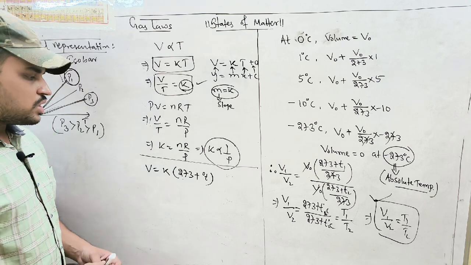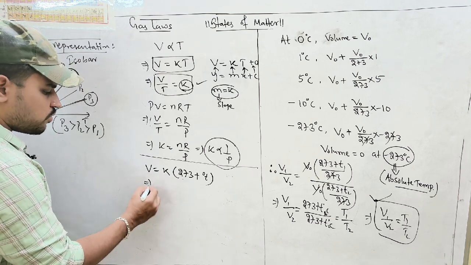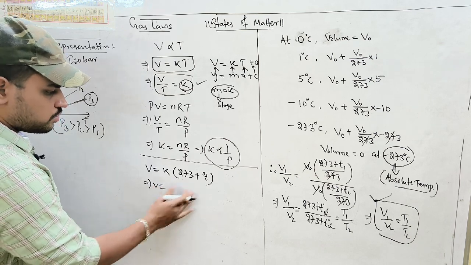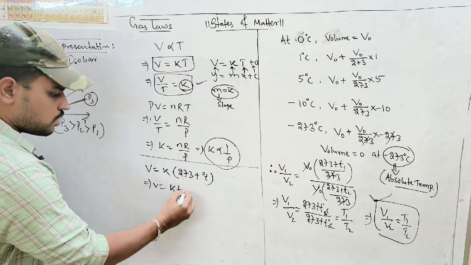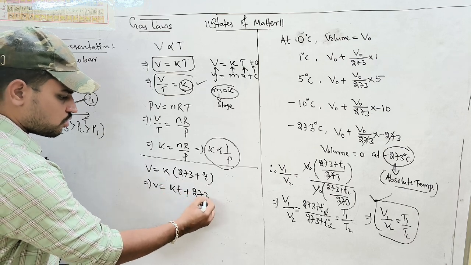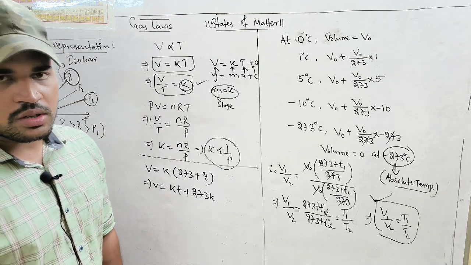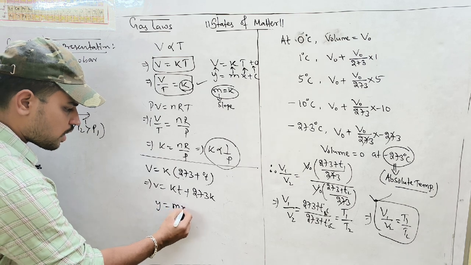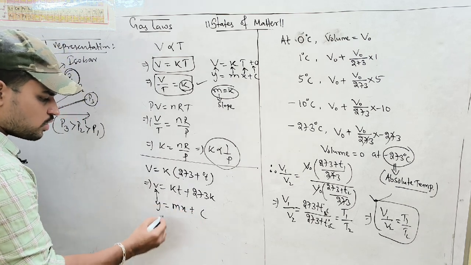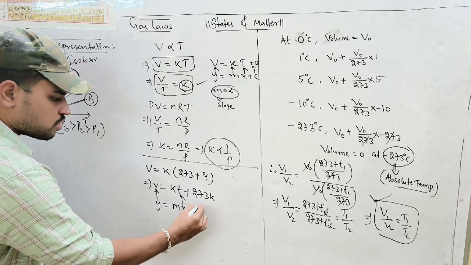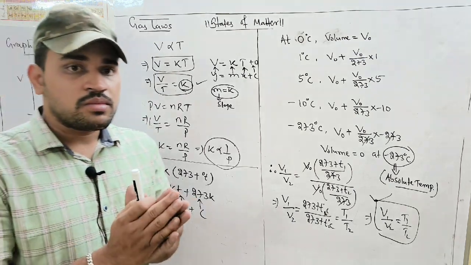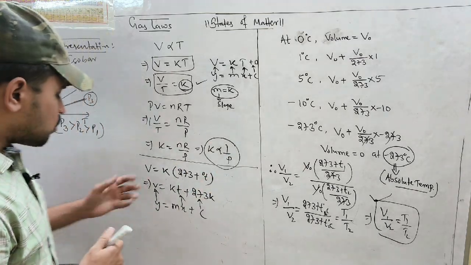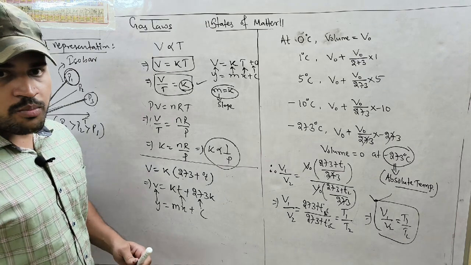Now, if you substitute, what can we write? V is equals to KT plus 273K. So it has to be equated with a straight line equation, y is equals to mx plus c. That means on the y-axis V, on the x-axis temperature. So this time there is a y-intercept, so the graph is not going to start from the origin. It is going to start from some point on the y-axis.